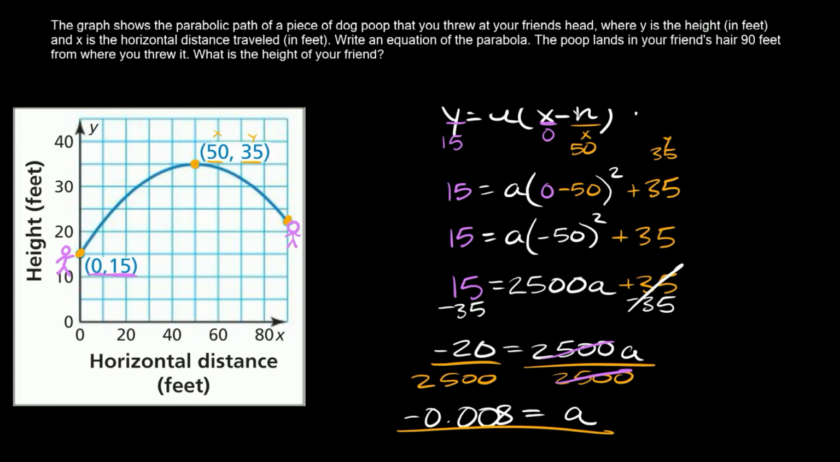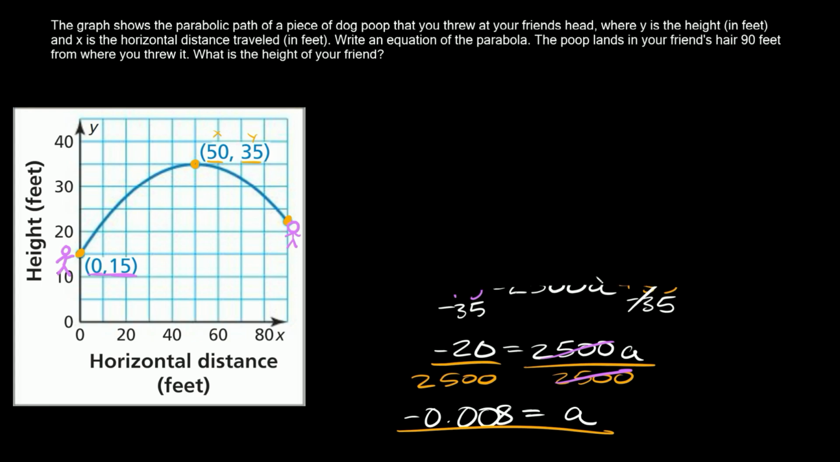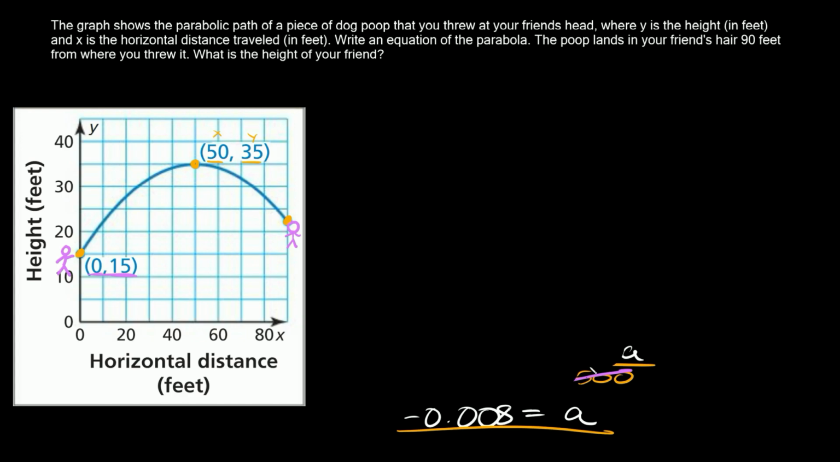Now that we know what a is equal to, we're going to start over one more time and write an equation of the parabola using a, since we know what a is equal to now.